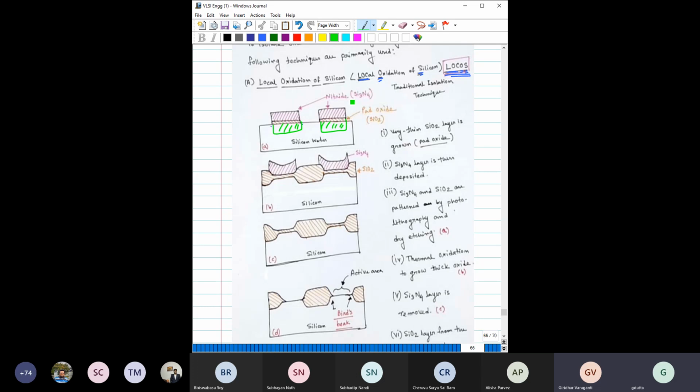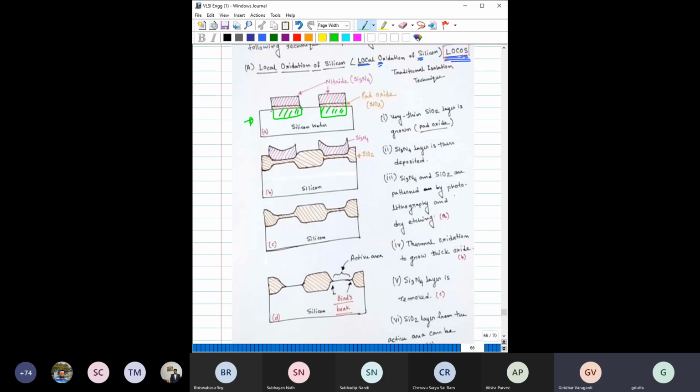Previously this silicon dioxide and silicon nitride were on the total surface. Then you do lithography and pattern it, so that after patterning you have this type of pattern. This is not the first step. Before that you take silicon, make a pad oxide, then deposit silicon nitride, then pattern it so that the output looks something like this. In this region you have silicon dioxide, but it is covered with silicon nitride. Then you do further oxidation.